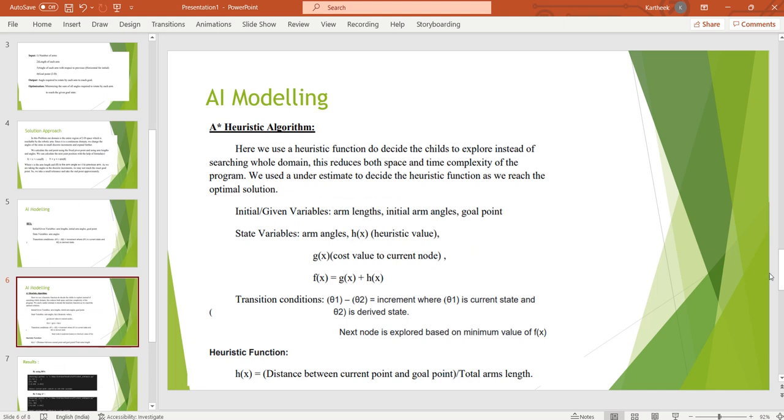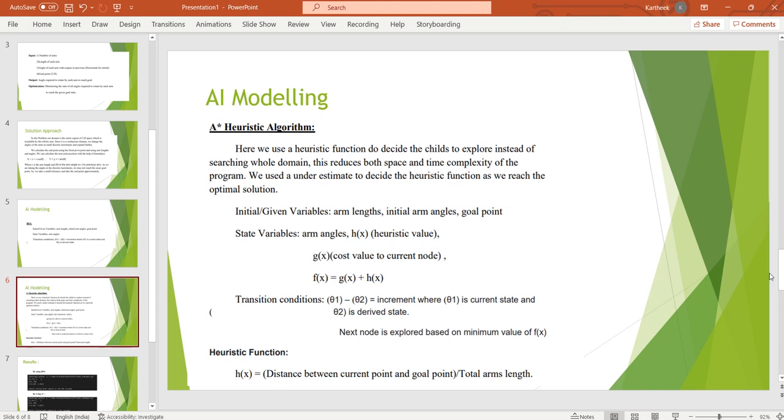Since the BFS approach is not time efficient, that is, we will search the whole domain, we can do it better using the A star heuristic algorithm. In this, we consider a heuristic function which will help us to search only those children which are closer to our goal point. In this, the given variables are the same, and the state variables are arm angles, the heuristic value h of x, the cost from the initial point to the current node g of x, and the total g of x plus h of x, which is f of x.